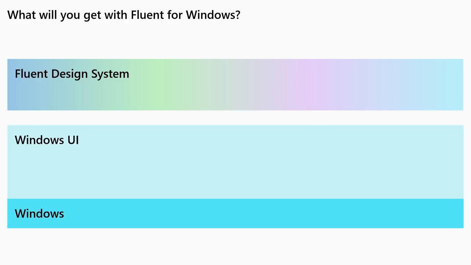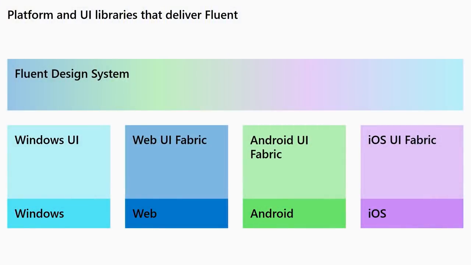Now, Windows is great, but perhaps not enough. We heard that people wanted more. So as you can see, we've broadened the Fluent Design System and developed a family of UI libraries that will help you deliver Fluent experiences to Windows, web, Android, and iOS.